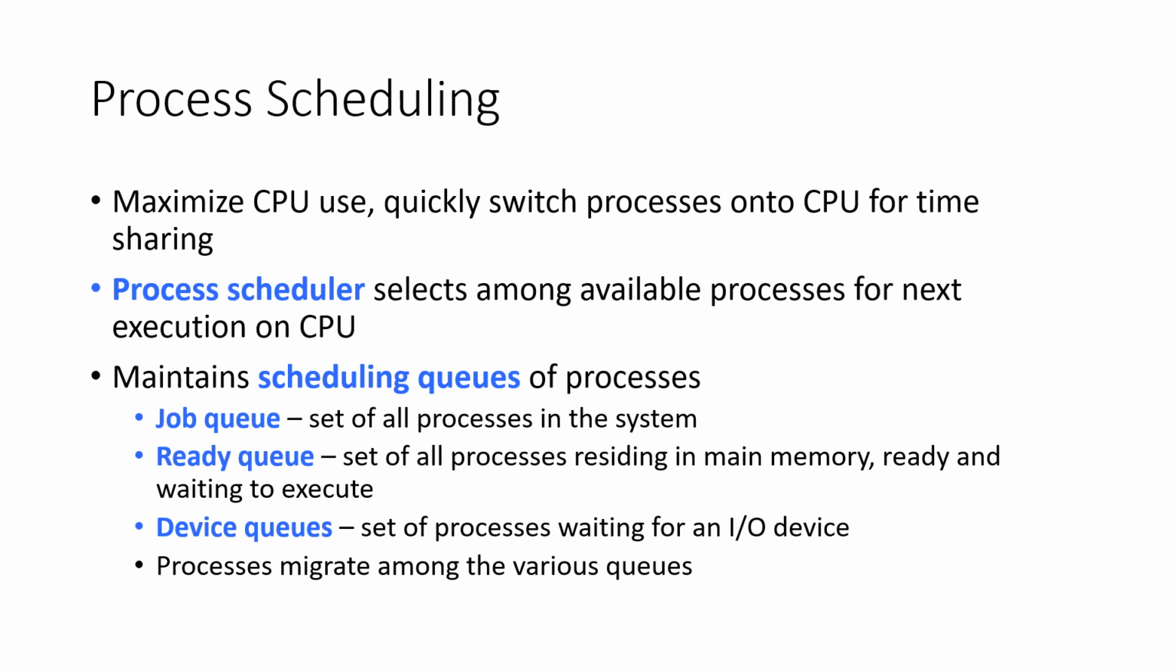Next you have a ready queue. A ready queue is a set of all processes residing in the main memory, ready and waiting for execution. The processes kept in this ready queue are the ones which are going to get the CPU time. Next are device queues. Device queues are basically the IO device waiting queues. For example, a printer has its own waiting queue.